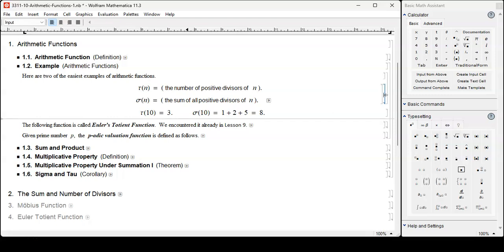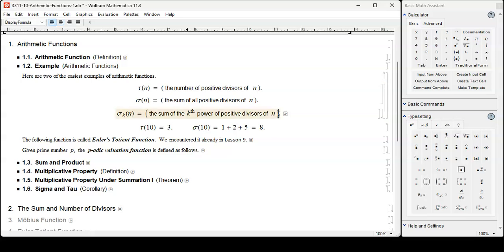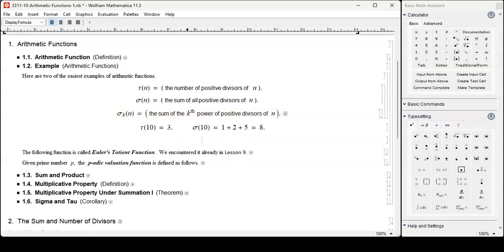Now let's go one more step. Our textbook does not deal with this, but it's just, not even one step, half a step, so let's talk about it. Let's generalize this just a little bit. Not just the sum of all positive divisors, but the sum of the kth power of positive divisors. In other words, for example, what is sigma 3 of 10?